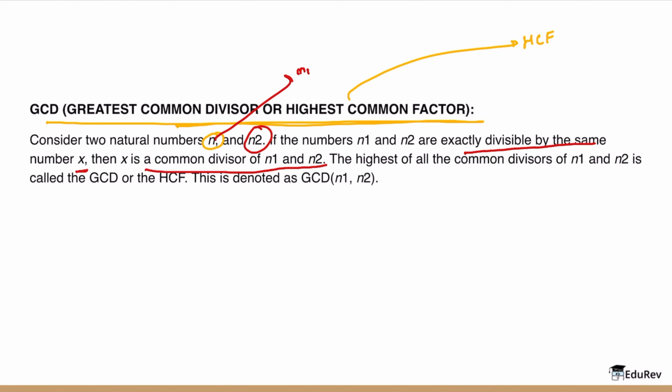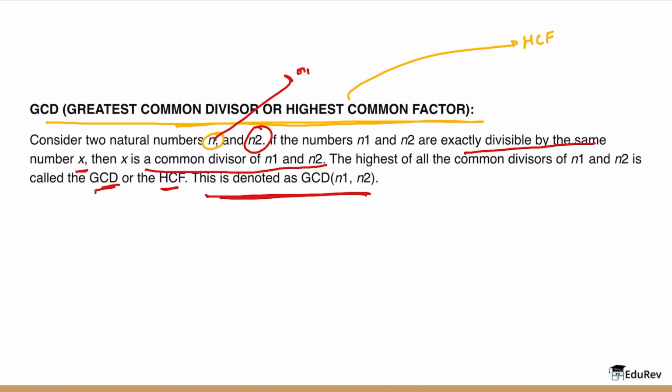I feel this is simple. Now, the highest of all the common divisors is called your GCD or HCF. The highest of all the common divisors is nothing but your greatest common divisor or your highest common factor. Obviously, the name itself suggests what it means. This is denoted as GCD(N1, N2). So now we know what GCD or HCF is.